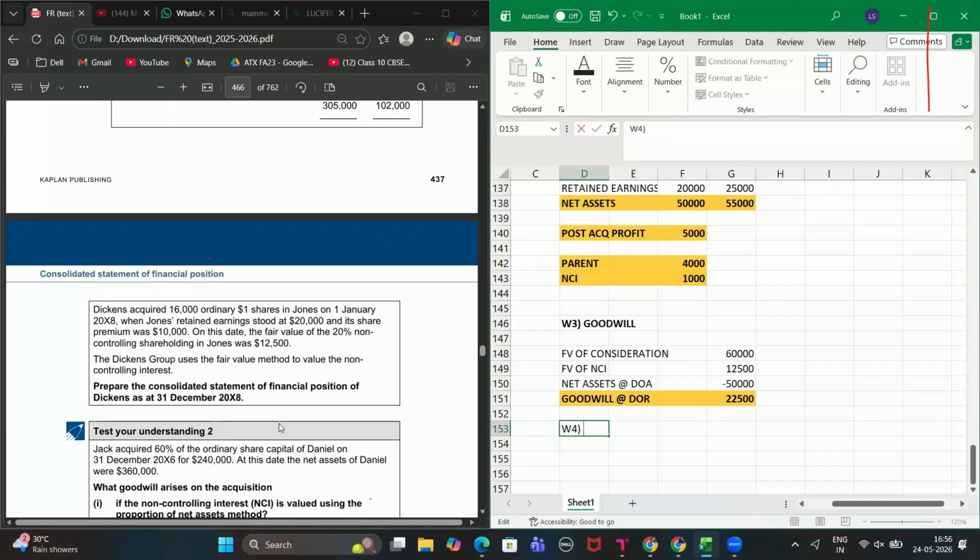So what about working four? What is working four? NCI. Exactly. It is NCI. How do we calculate NCI? What do we need first? Fair value of NCI. How much is the fair value of NCI? 12,500, right? What will we add next?